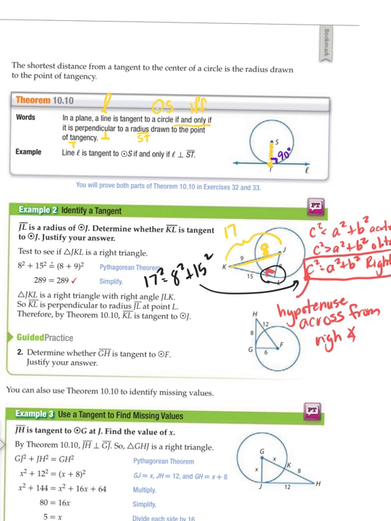Okay? So as we do the arithmetic here, and they did the arithmetic as well over here, 289 equals 64 plus 225. 289 equals 289. That work confirms for a fact that KL is indeed a tangent to the circle.